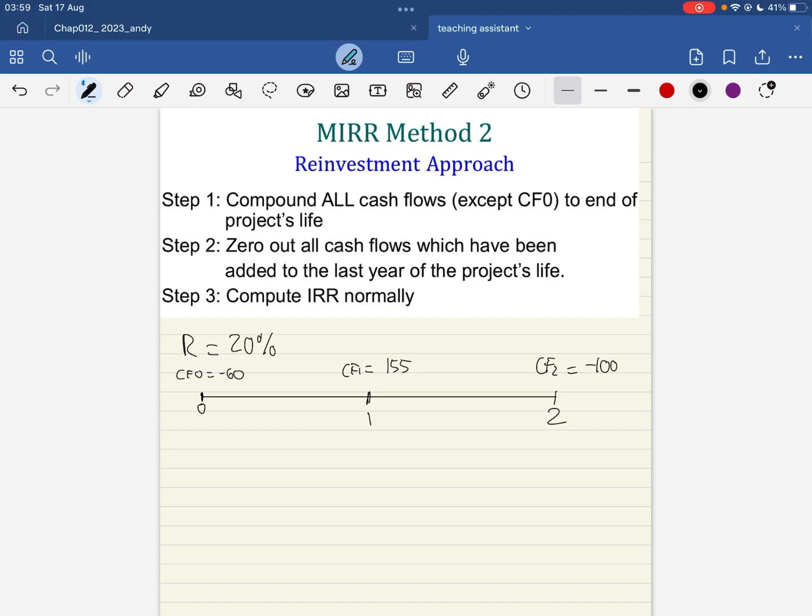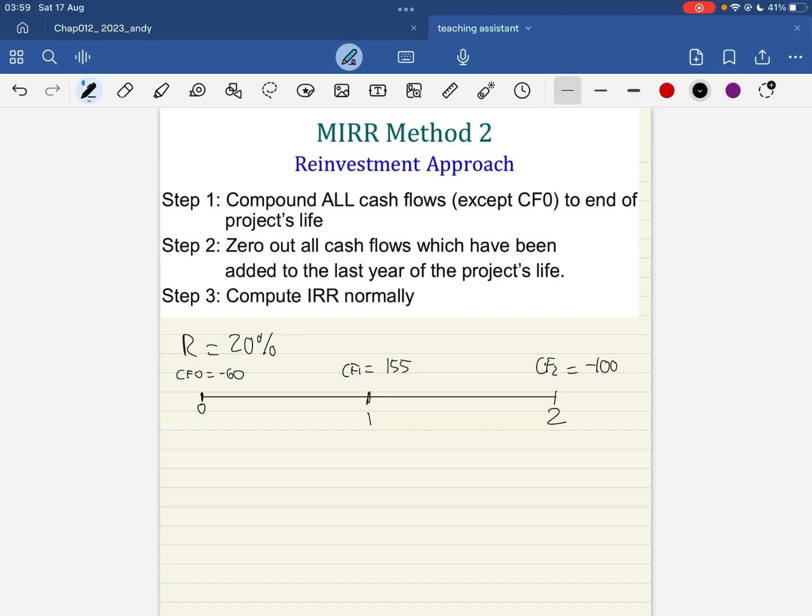Let's do the example together. Suppose that we have a project, a 2 years project. The required return is 20%. The CF0 is minus 60, which is the money we invest. In the first year, it generates $155. And in the second year, which is also the end of the project, it generates minus $100.